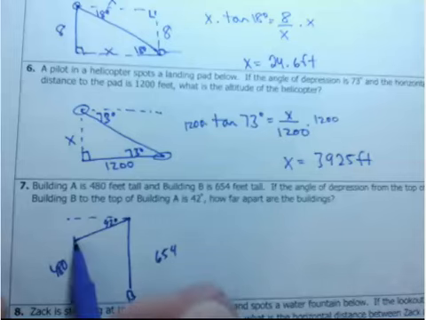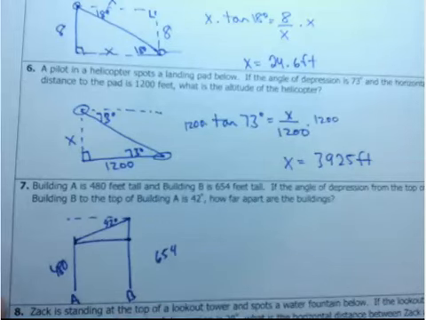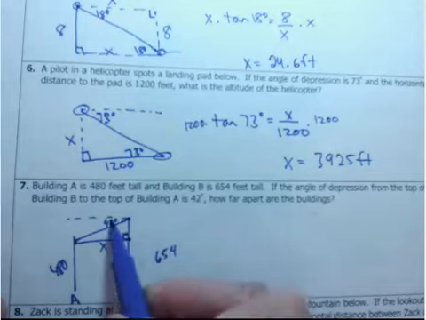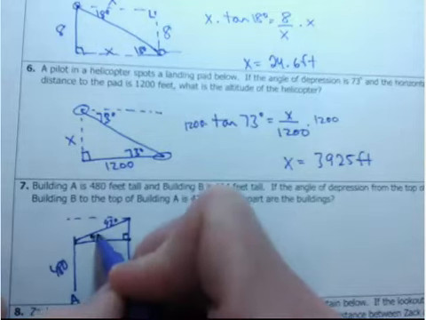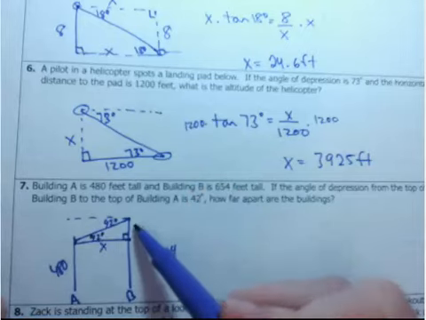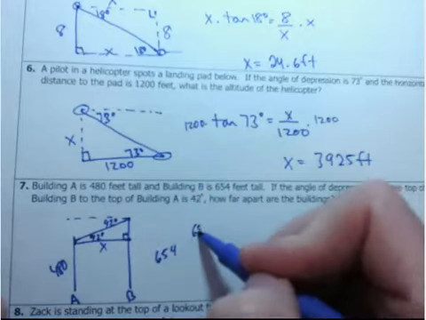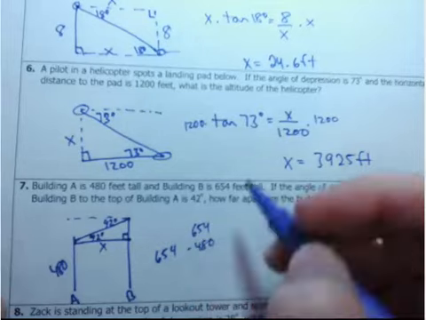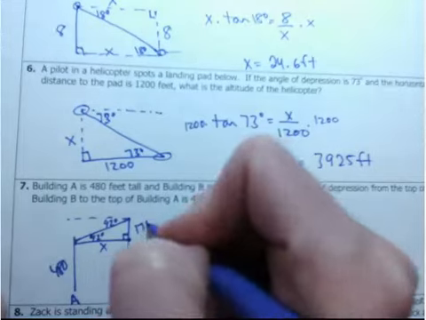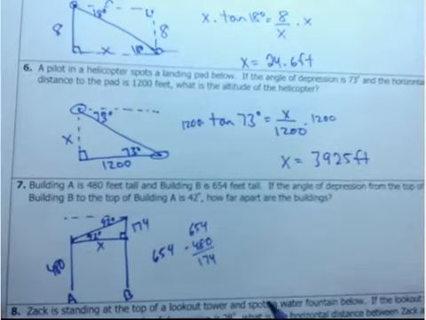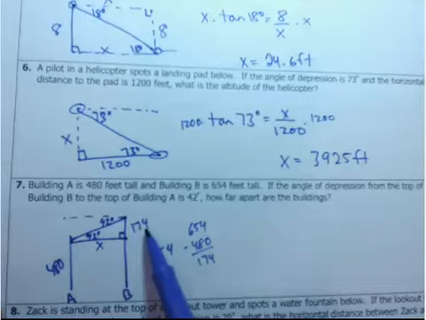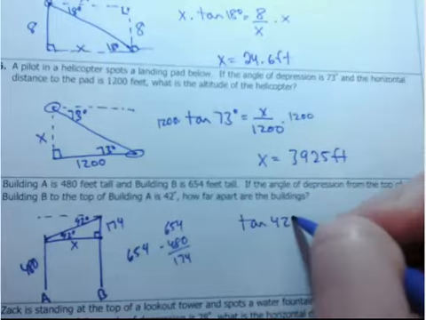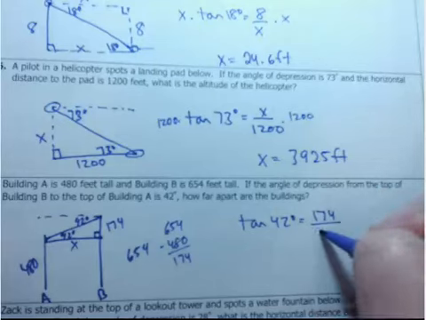How far apart are the buildings? So this would be the distance right here, and that's going to be X. This is my 90-degree angle. If this is 42 degrees, then this is 42 degrees. And then I need to figure out what this piece is right there. So if I take 654, that's this total, subtract 480, that gives me 174. And so now I'm ready with a right triangle to set up my trig function. So I've got opposite and adjacent again. So this is going to be tangent 42 degrees is equal to 174 divided by x.